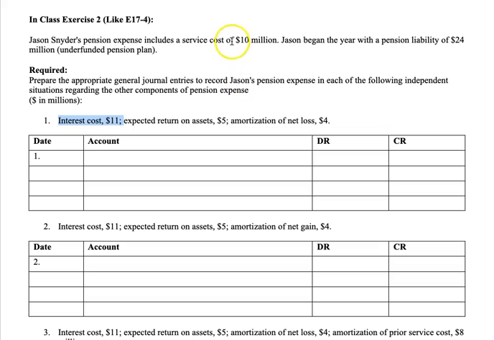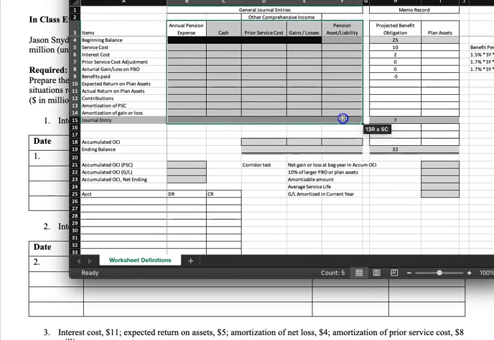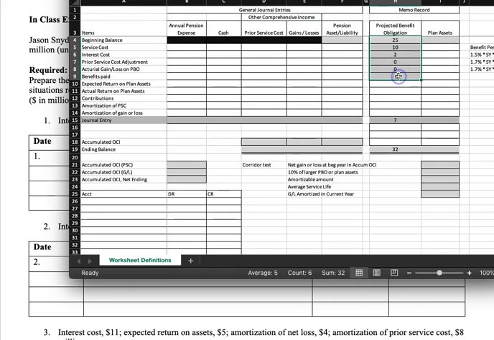Now keep in mind in all of these, our service cost is 10. Our interest cost is 11. The expected return is 5, and the amortization of the net loss in this case is 4. Notice there is no amortization of prior service cost. So let's find our positioning. Now when we do this worksheet, this is our journal entry where our planned assets is actually the difference between. So let me reset us back to the beginning point. That exercise 1 is still in there.